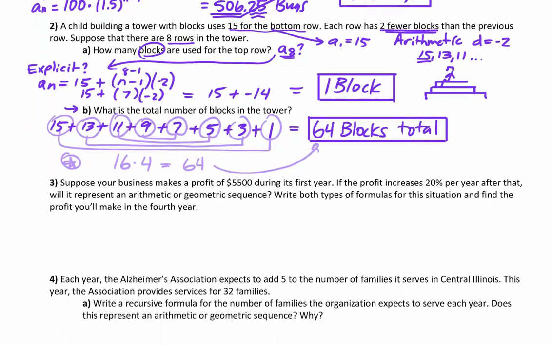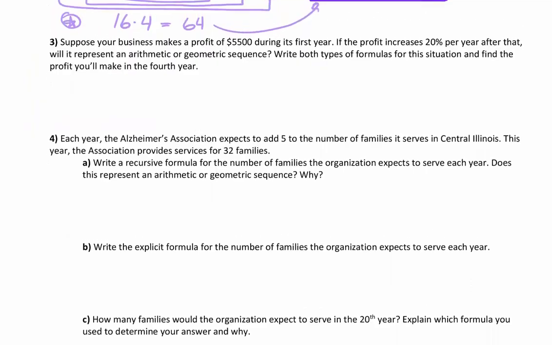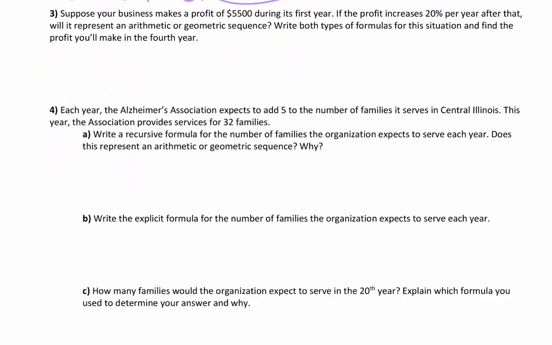Let's go ahead and try the third question. Suppose your business makes a profit of $5,500 during the first year. If the profit increases 20% per year after that, will it represent an arithmetic or a geometric sequence? What do you guys think?